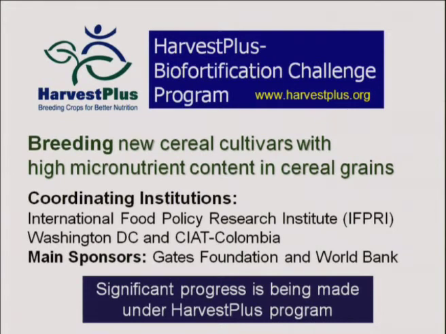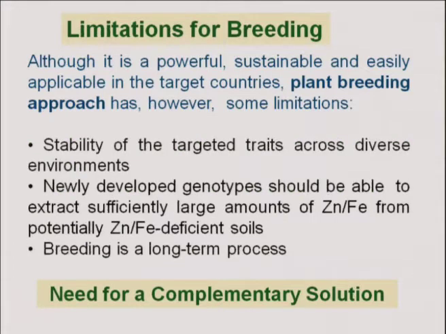So I think you know very well there is the HarvestPlus Biofortification Challenge program. This program focuses on breeding new cereal genotypes with high micronutrient concentration and with high vitamin A concentration. This program is a breeding program, we use classical breeding. There is also some nutritional genomics, but mainly this program focuses on classical breeding, and there is significant, impressive progress being made under the HarvestPlus program. There are some limitations, although breeding is really the most powerful, sustainable, cost-effective solution to that problem.